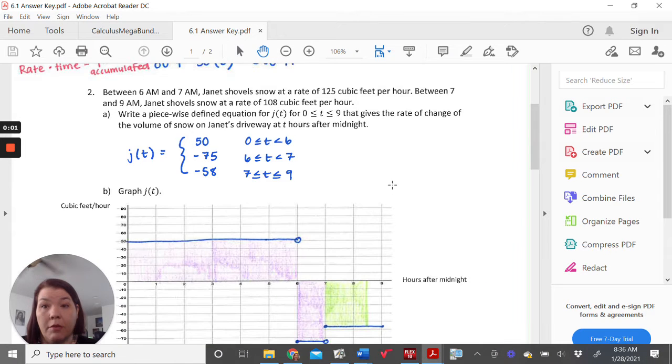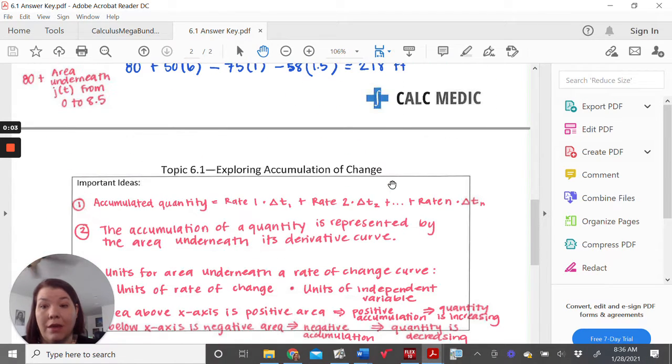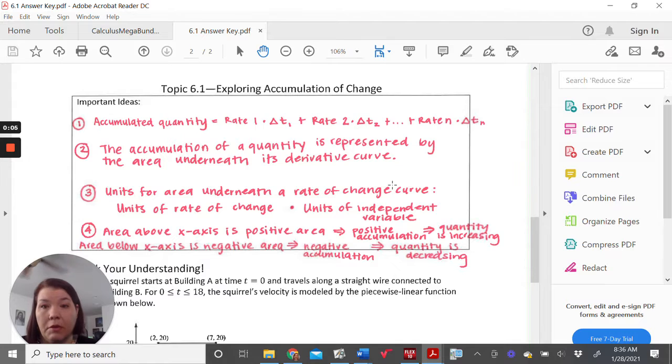So what I forgot to do on our previous video was show you this, and I apologize, I knew I was missing something. So, exploring accumulation of change. The accumulated quantity is equal to rate 1 times the change in time, plus rate 2 times the change in time, plus blah, blah, blah, all the way out to rate n times the change in time. The accumulation of a quantity is represented by the area underneath its derivative curve. So underneath the rate of change, the accumulation is the area underneath the rate of change.